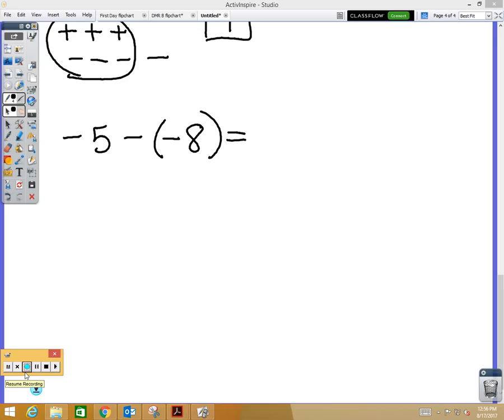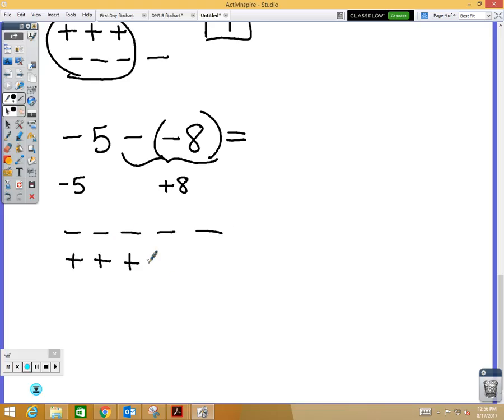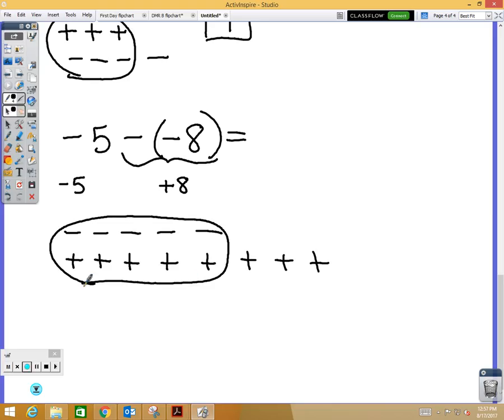All right, so when you were looking at this problem, hopefully you said, all right, this is a negative 5, and minus a negative 8 is going to become plus 8. So I have 5 negatives, and I have 8 positives. That leaves me with 5 pairs, and I have 3 positives left over, so that's my answer, a positive 3.